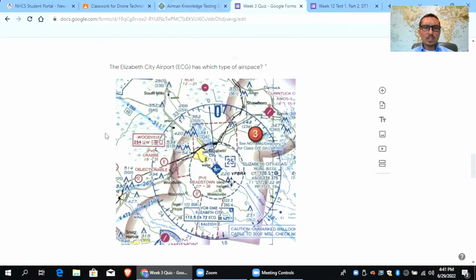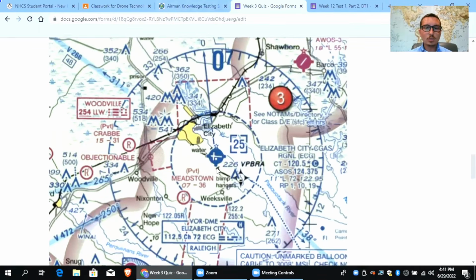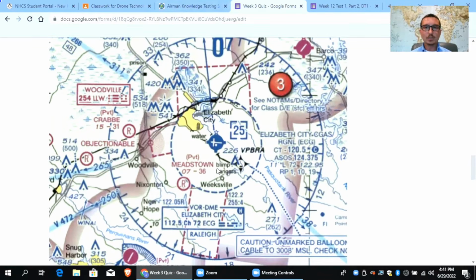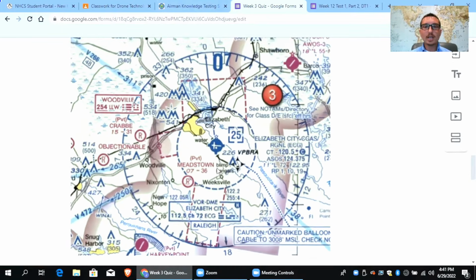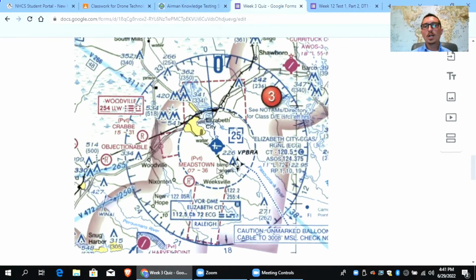Elizabeth City Airport, ECG, has which type of airspace? This should be an easy one. I really want you to go back and watch my airspace videos if this one's tough for you. It's blue, magenta, solid, solid, dash, dash. So Bravo airspace is solid blue. Charlie airspace is solid magenta. Delta airspace is dashed blue. Elizabeth City Airport has a dashed blue circle here, so it is Delta airspace.